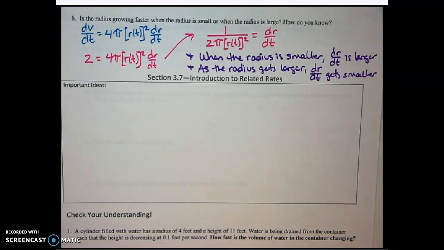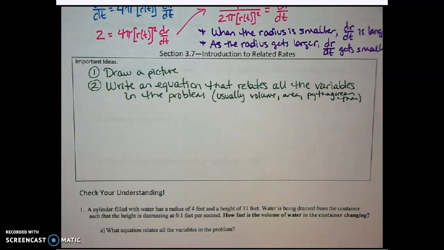Now let's take a look at those important ideas. So the first thing you should do is draw a picture. This helps you, if nothing else, just relate what kind of variables you're dealing with. Then write an equation that relates all the variables in the problem. This is usually, for these problems, going to be a volume, an area, or a Pythagorean theorem kind of problem.